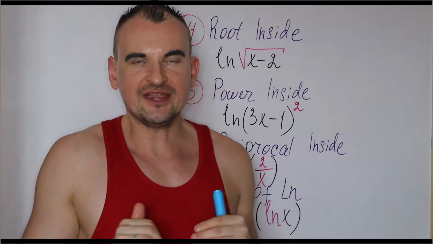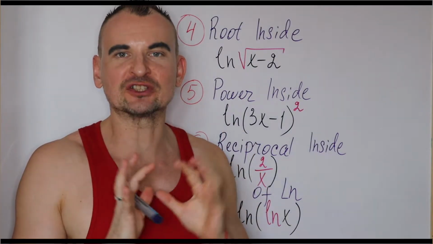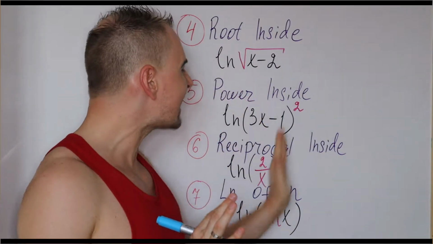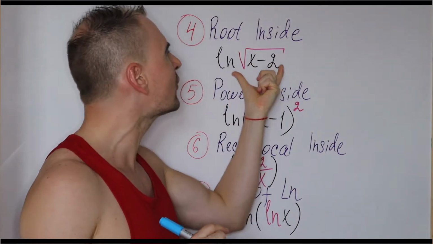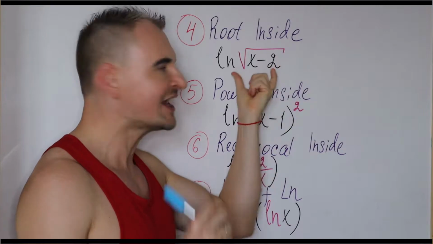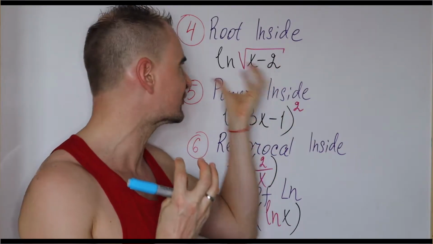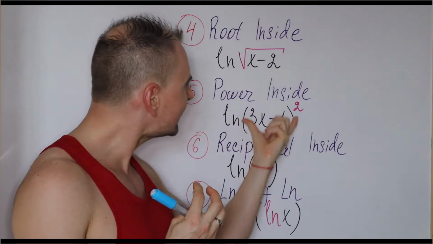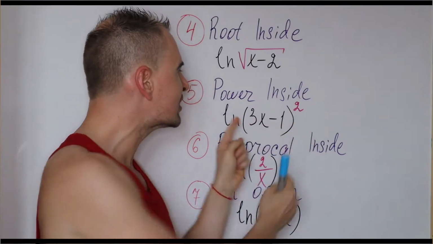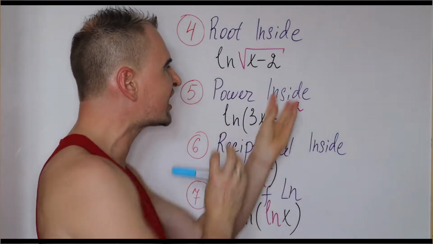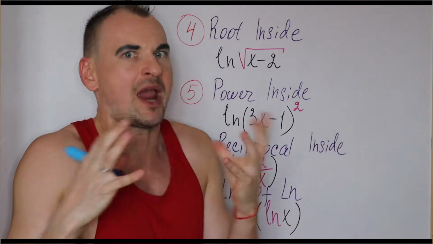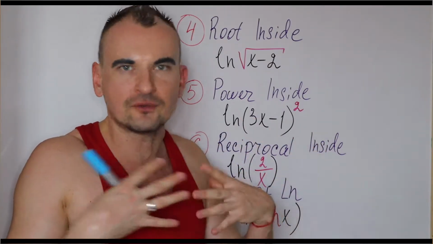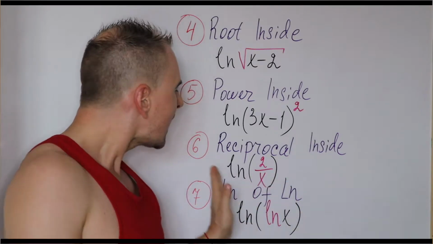Now, in this episode, I'm going to focus on these kinds where the argument of your ln function is going to be a square root, and you have some expression inside the square root. The next one, when your argument is a power, so some expression raised to the second power. Also, this case could be extended to any power, let's say third, fifth, or whatever power you are given.